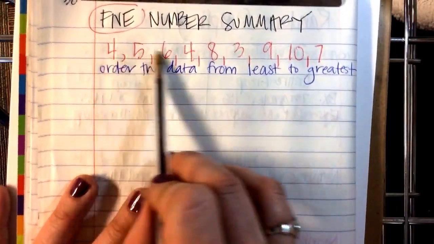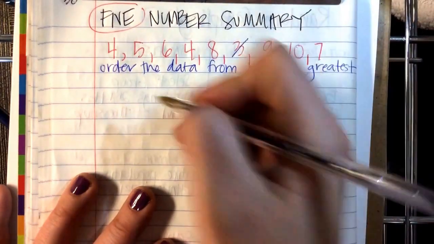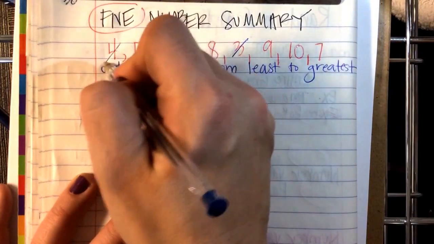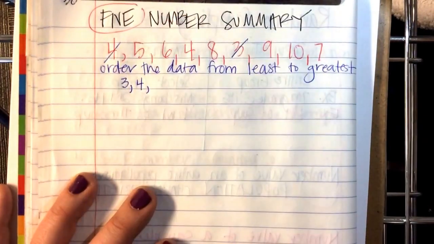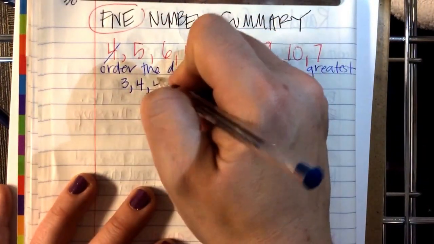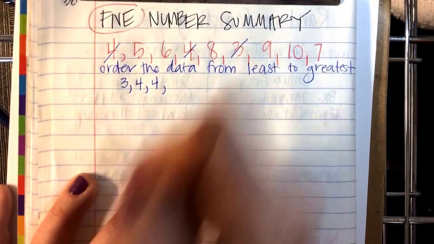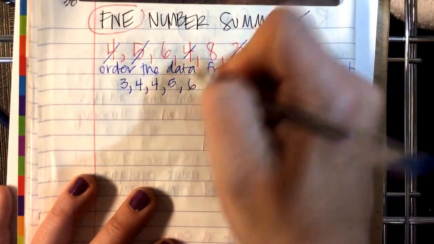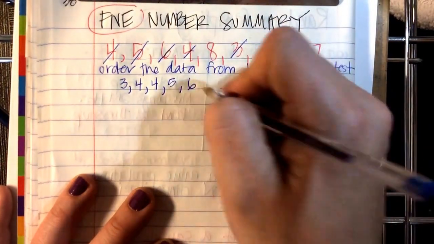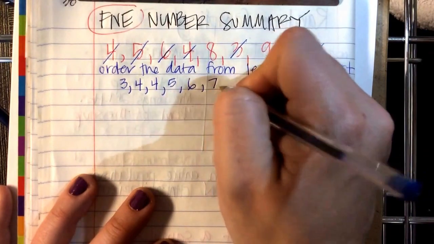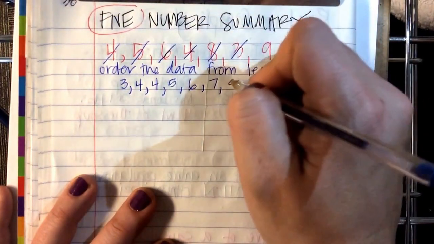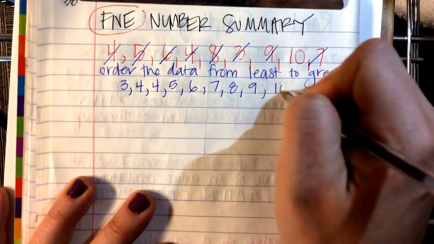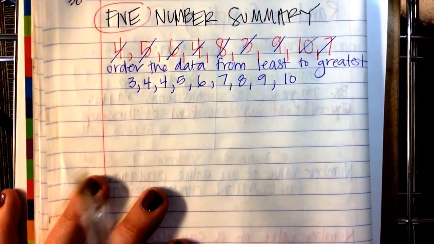So my smallest number is 3. Then after 3 is 4. And there's another 4. Then 5, 6, 7, 8, 9, and 10. And after I put them in order, I then count.